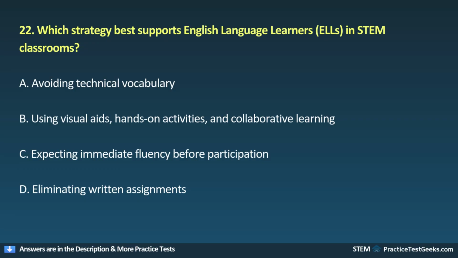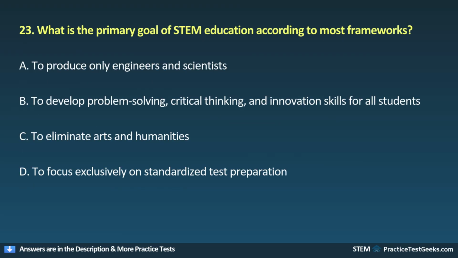D. Eliminating written assignments. 23. What is the primary goal of STEM education according to most frameworks? A. To produce only engineers and scientists. B. To develop problem-solving, critical thinking, and innovation skills for all students. C. To eliminate arts and humanities. D. To focus exclusively on standardized test preparation.